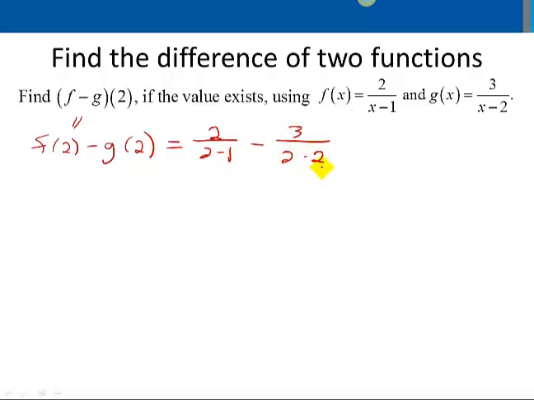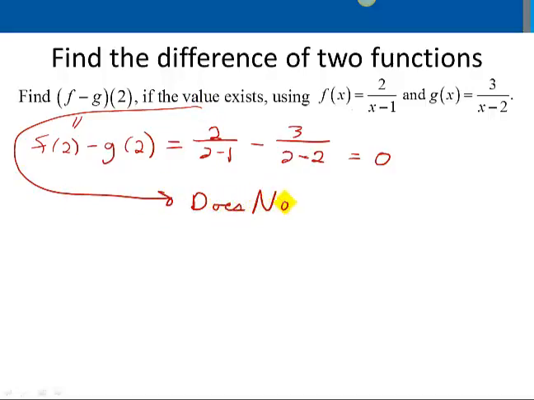And it looks like we have a problem here. 2 minus 2 is equal to 0, and we can't have a 0 in the denominator and come up with any value here. So it looks like the value does not exist. But before we go on, let's look at what the domain of our function is. So what would be the domain of f minus g of x here?